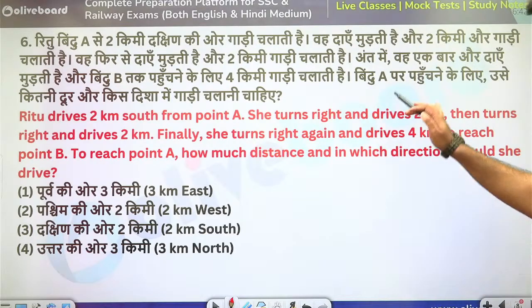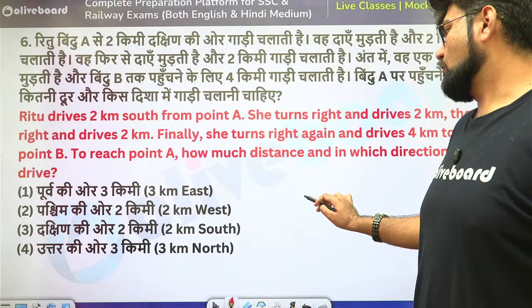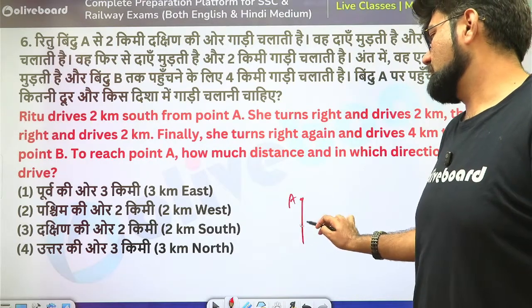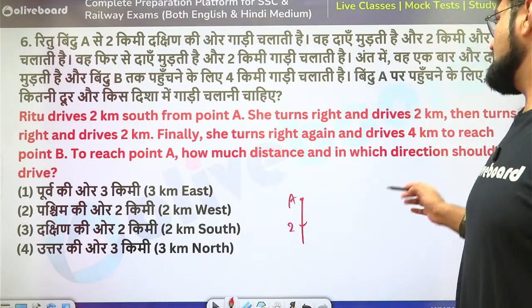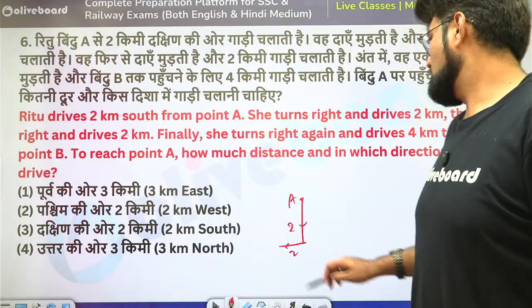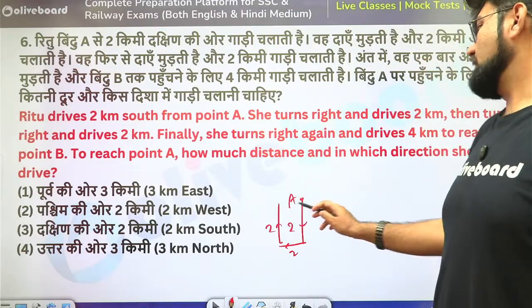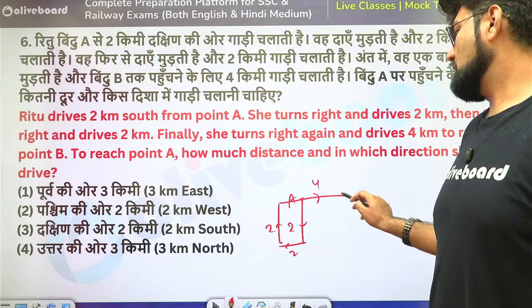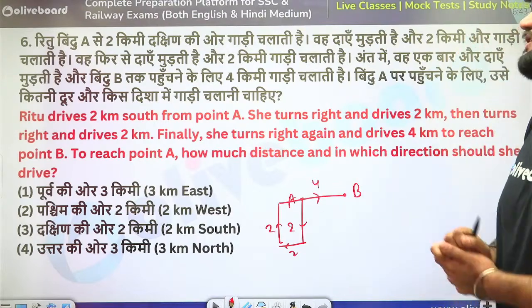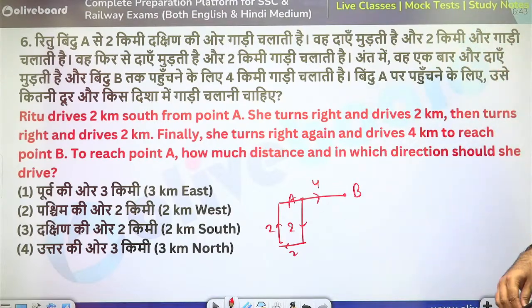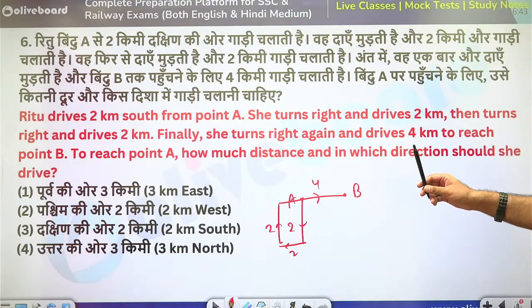This is again an extremely easy question. Ritu drives 2 kilometers south from point A. So this is point A. She is driving 2 kilometers south. Then she turns right and drives 2 kilometers. Then she turns right and drives 2 kilometers again. Finally, she turns right and drives 4 kilometers to reach point B. The question is, how much distance and in which direction should she drive to reach point A?